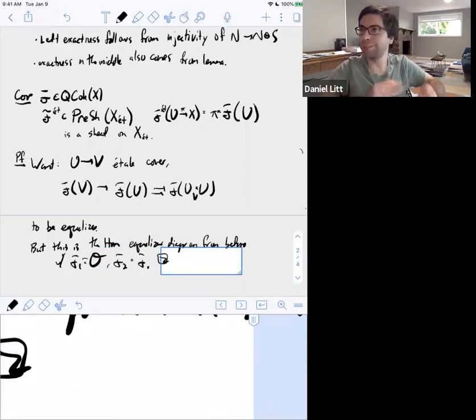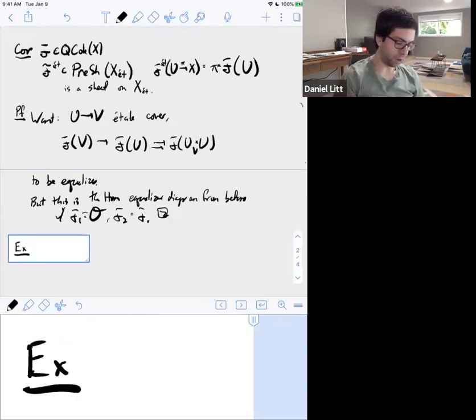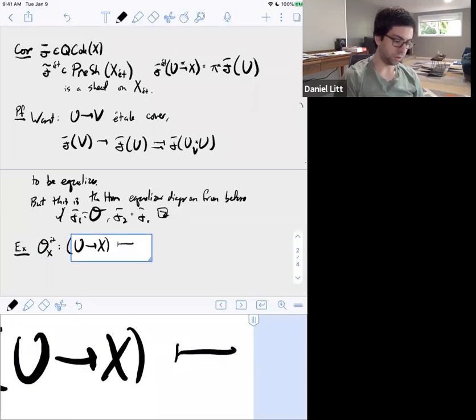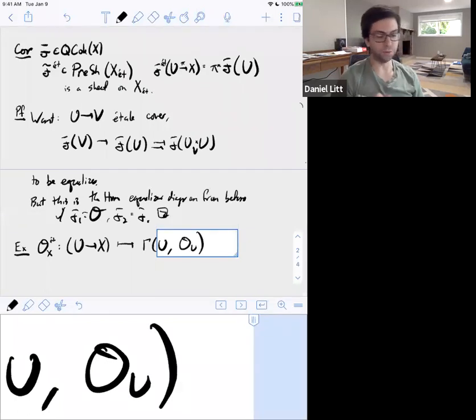Cool. All right, so we've now constructed some sheaves on the étale site. It's pretty cool. Are there any questions about that? Cool. Just as an example, we have the sheaf O_X étale, which sends an étale map U to X to the global sections of the sheaf O_U on U. So that's an example of an étale sheaf. It's kind of an important one.